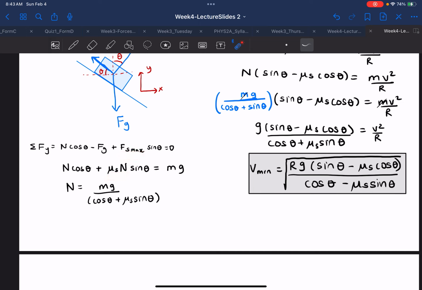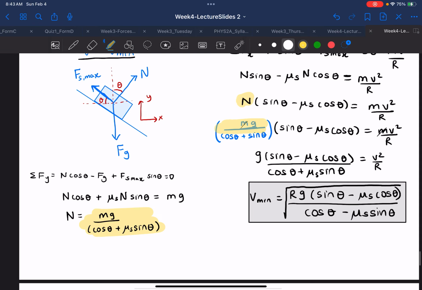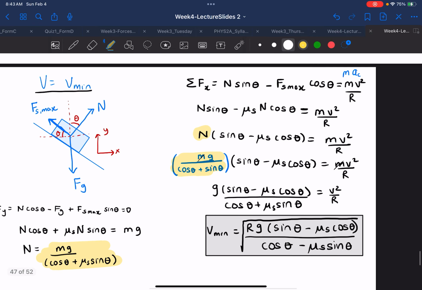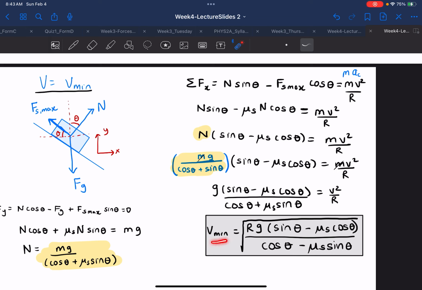If you algebraically rearrange this equation and solve for the normal force, we get the normal force is mg divided by cosine theta plus mu sine theta. Then we're basically plugging this expression in for the normal force here and solving for our velocity. So after we rearrange our sum of the forces in the x, we basically get that the minimum velocity is equal to the square root of this expression.